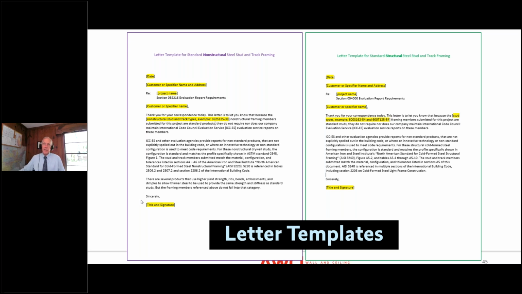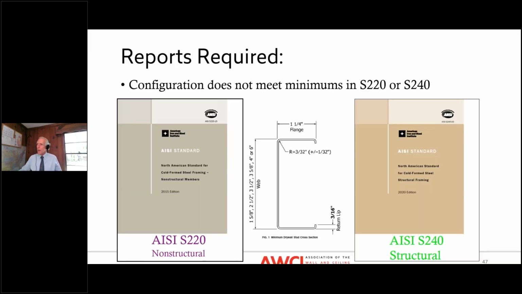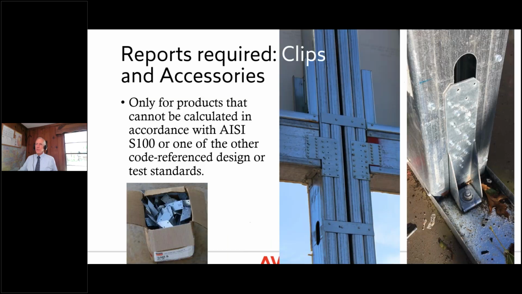So we've done learning objectives 1, 2, and 4. Let's go back and get learning objective 3, which is to identify when evaluation reports are required on non-standard framing products. So if you're in AISI S220, S240, but you don't meet the minimums, then what you have to do is request reports. So first let's talk about clips and accessories.